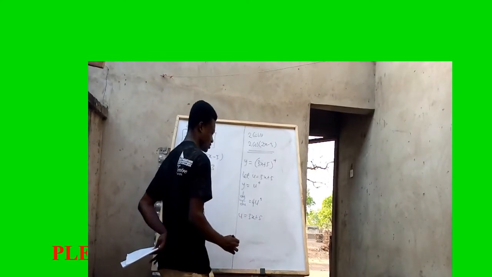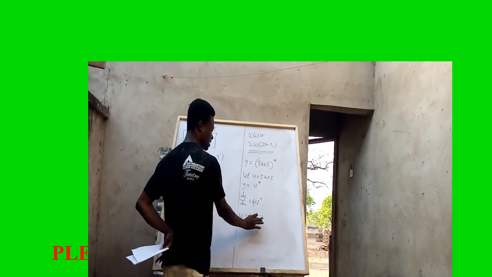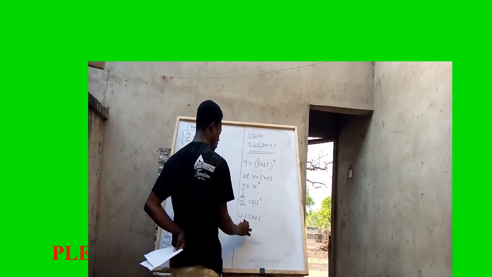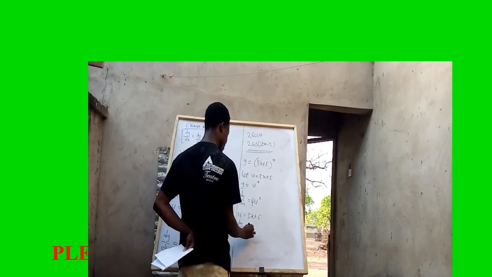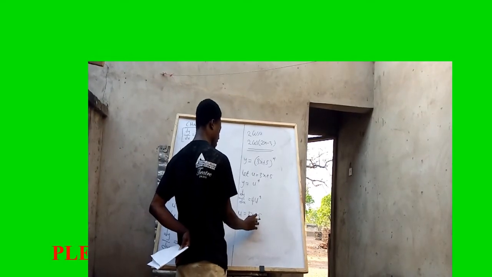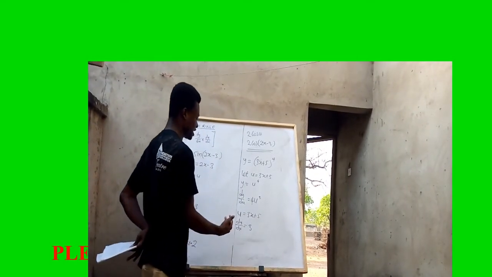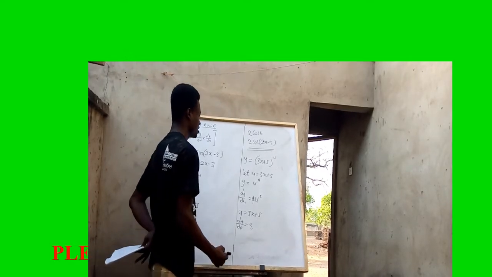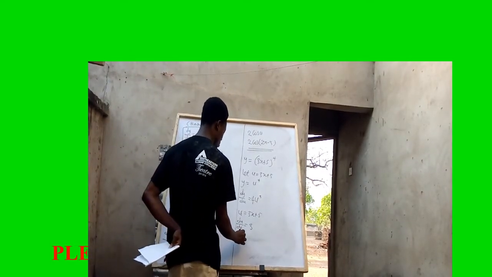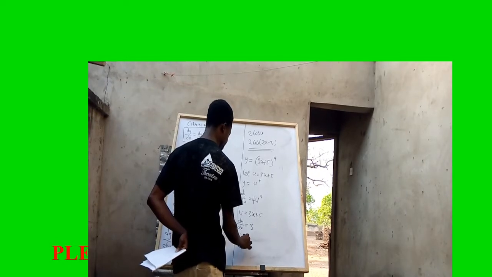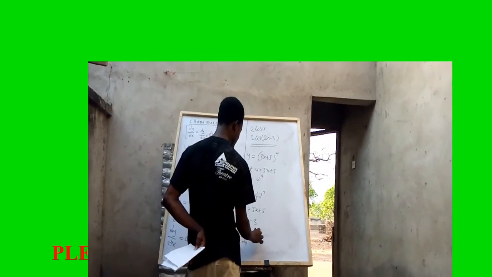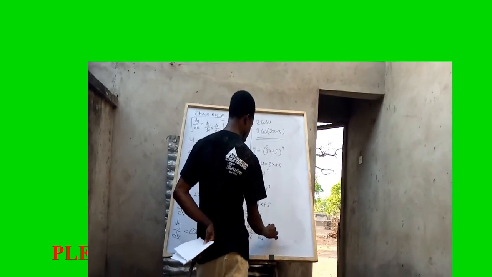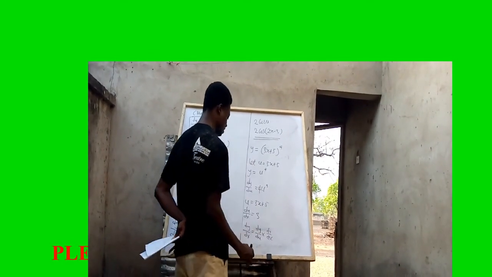So let's try this one, with u equal to 3x plus 5, and find du over dx. Du over dx is equal to what? 3, because if I differentiate a constant, I get 0. So du over dx is 3. And what is the chain rule? The chain rule is dy over dx equals dy over du times du over dx.